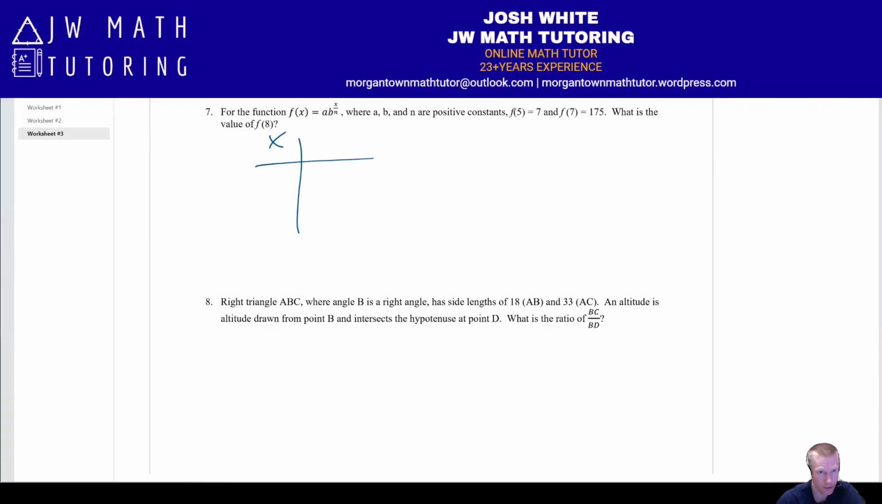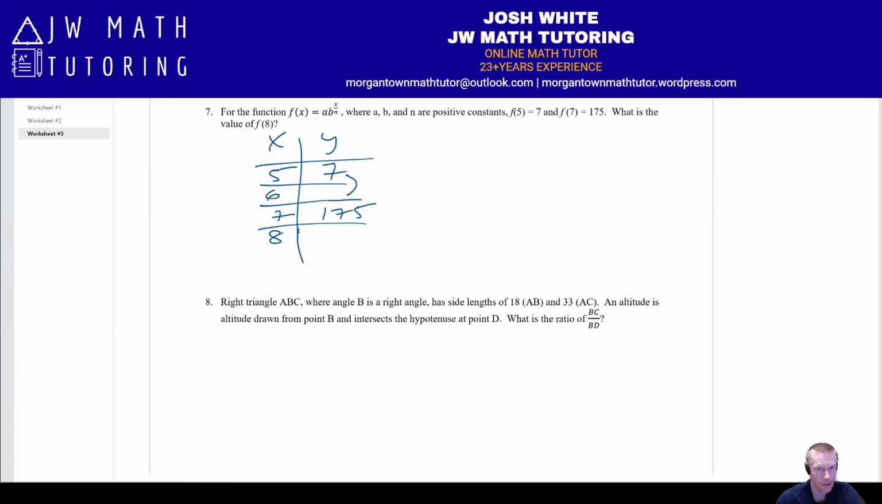So the theoretical way is, I think it's easiest to think of this in a table, right? So f of 5 is 7. F of 7 is 175. So the way an exponential function works, right, is that for each 1 unit increment in x, the y value is just multiplied by something. For a geometric sequence, which is essentially what this is, it's called the common ratio. Essentially, it's the b value here.